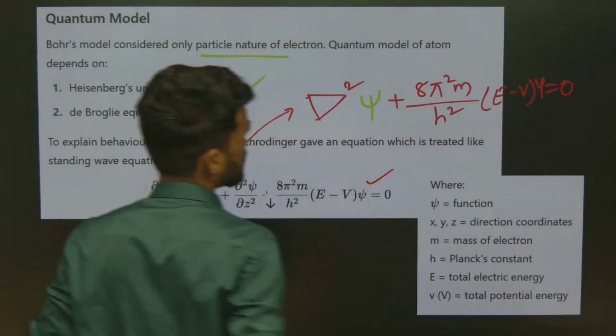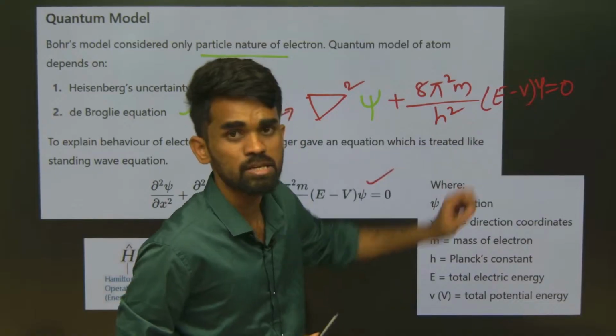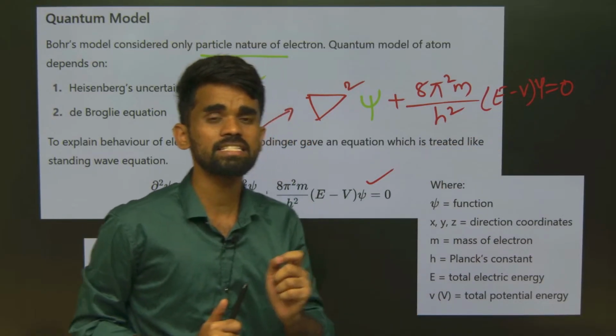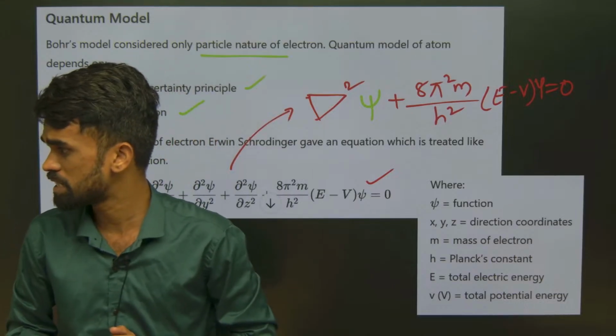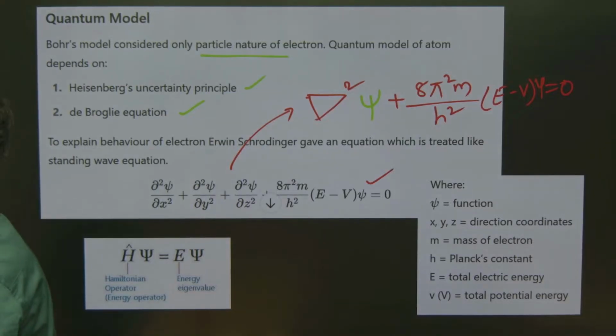In this way you can also write it. E here is the total energy, V is the potential energy of that electron, and ψ is called the wave function here. Okay, just a minute.